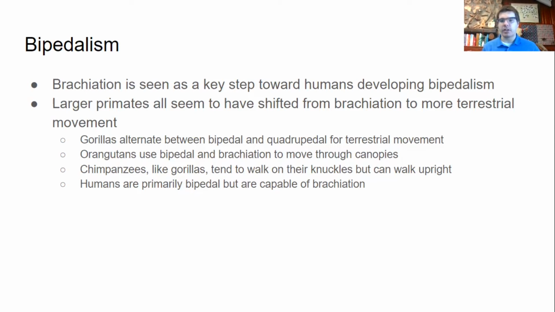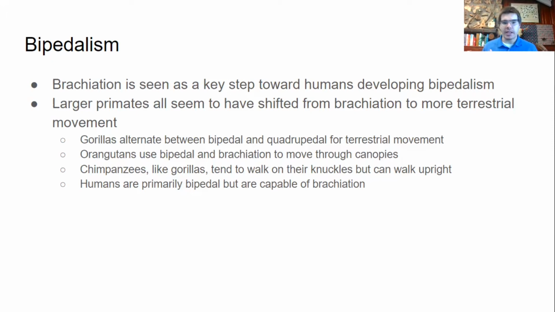Chimpanzees, which are actually genetically the closest species to us. Chimpanzees and bonobos are both very, very similar genetically to humans. They tend to walk on their knuckles, but they can walk fully upright as well if they want to. And then they alternate between living on the ground and living up in trees. They move around on trees a lot, so they do that brachiation across trees, and they walk on their knuckles. Orangutans, they can walk bipedally, but they tend to use brachiation to move around as well.